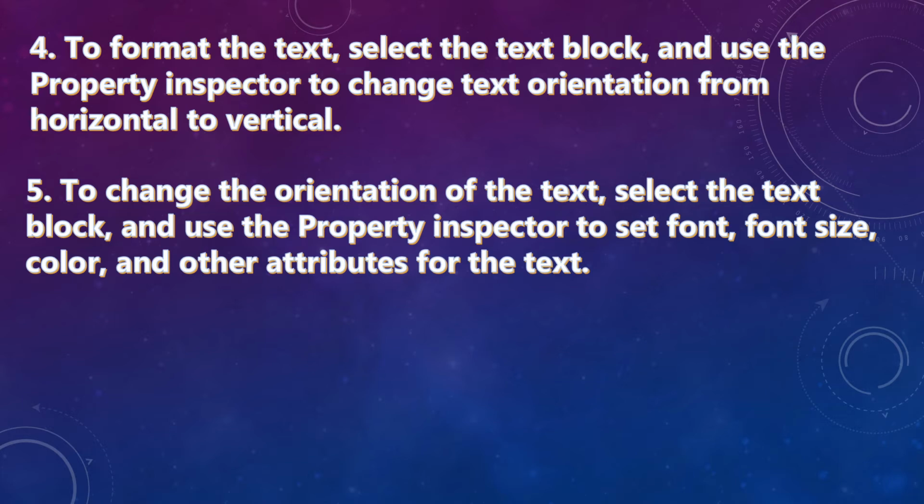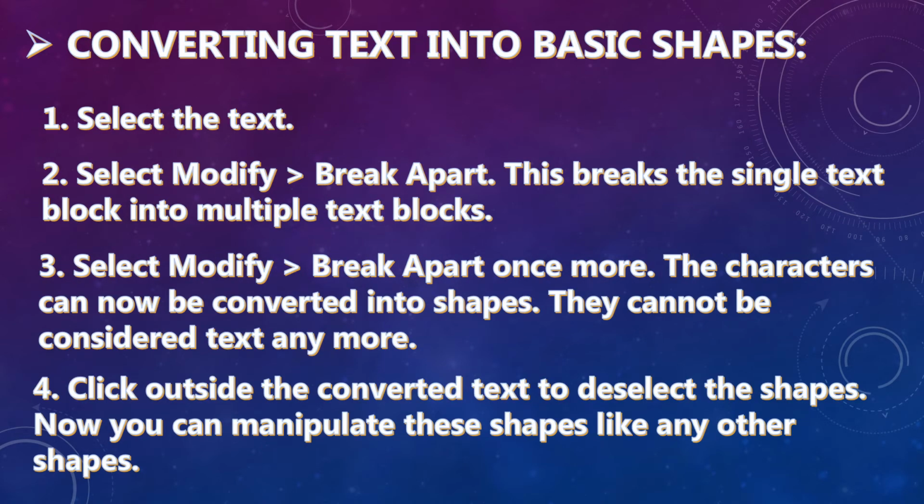To change the orientation of the text, select the text block and then use the property inspector to change text orientation from horizontal to vertical. Converting text into basic shapes. Flash has a unique feature to convert the text into the basic shape. You can then reshape a character using the selection tool. You can also fill characters with the gradient. However, after converting text to a shape, you can no longer edit it as a text.